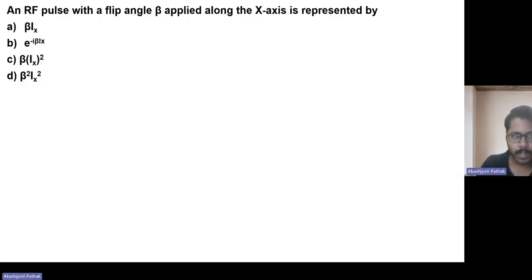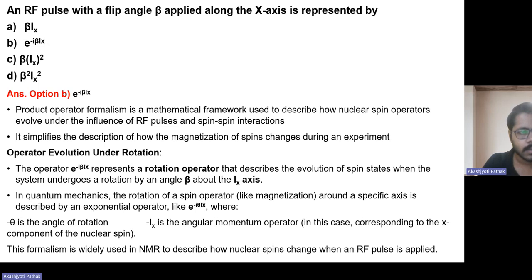Okay, so I think now I should start explaining the answer to this question and what is the concept that you need to have to answer such questions. So the correct option is your option B. This is the correct option: e to the power minus i beta Ix.